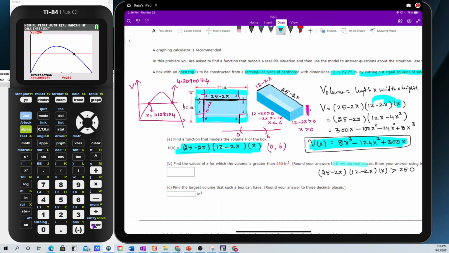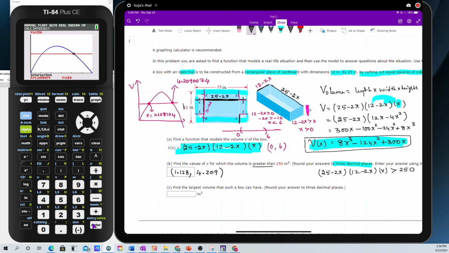I'm going to say the first number that I'm going to start with is 1 point. Again, it should be parentheses because it says just greater than. It didn't say greater than and equal to. So parentheses 1.128 comma 4.209. So this should be the answer for section B.